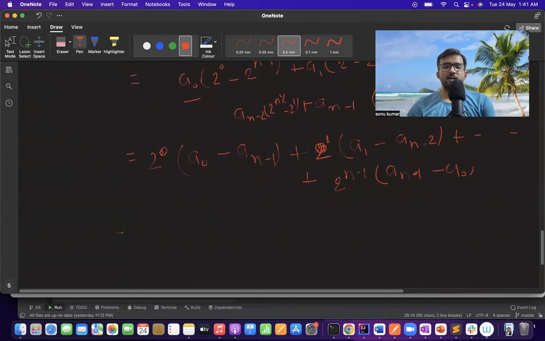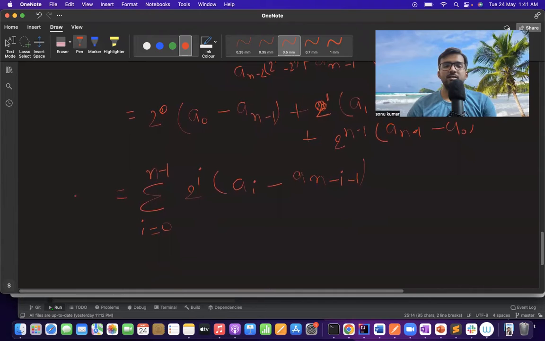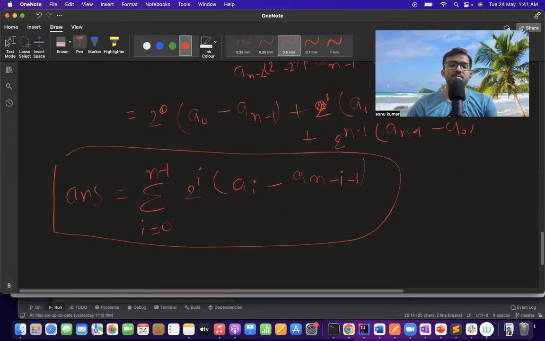So we can write this part again as the summation of i equal to 0 to n minus 1 of 2 raised to power i into ai minus a n minus i minus 1. That is the first element, last element, second element, second last element. We just need to multiply this, so I think we can solve this in one go, in one traversal. The final answer will be this one. I think you will get the complete picture of this problem from this.